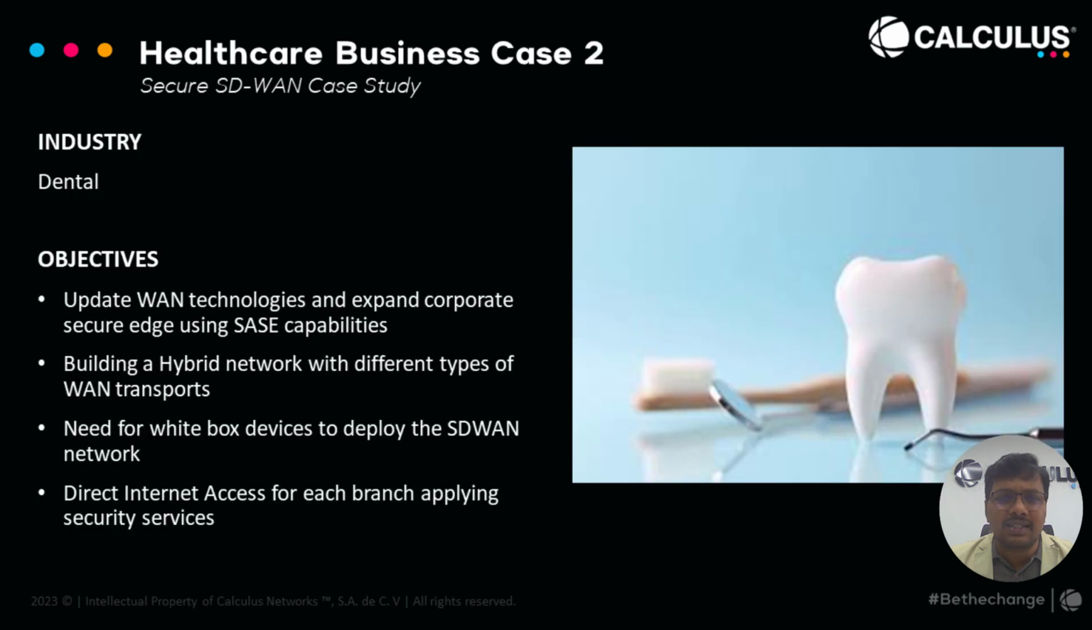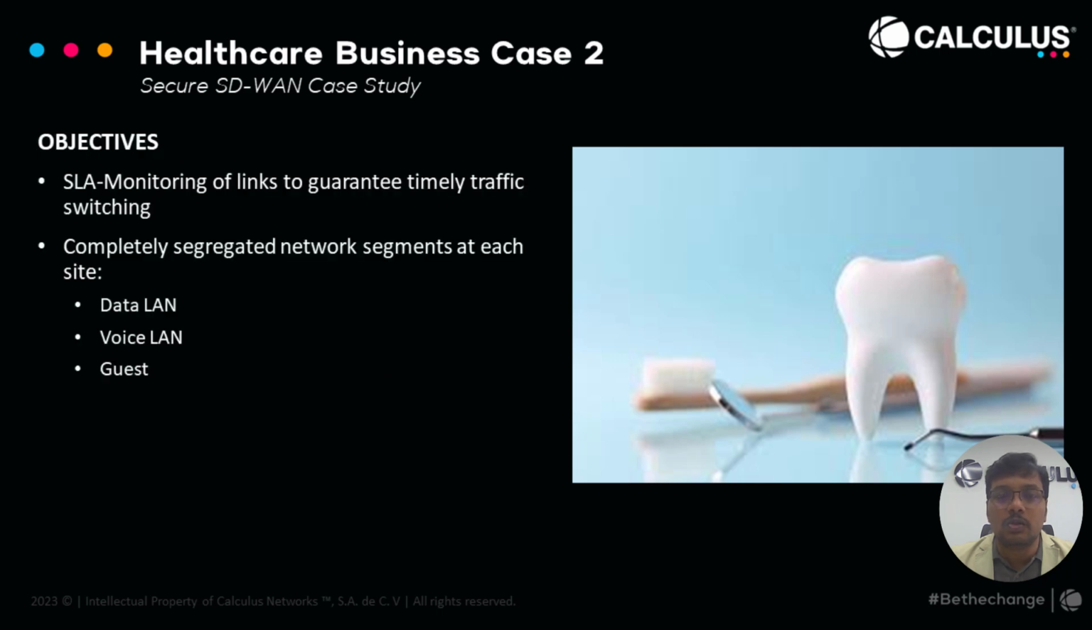Next, there was another deal, a dental customer who had similar requirements, but in addition, they wanted to run the SD-WAN on a white box, right, instead of vendor-specific hardware. Right, this gives them a lot of flexibility. Also, they wanted immediate traffic switching between the links if any one of the links goes down or goes out of compliance. Plus, they needed segmentation for data, voice, and guest traffic in their network as well.